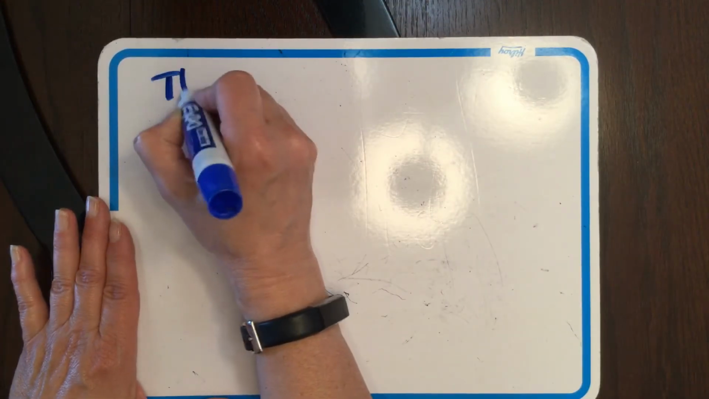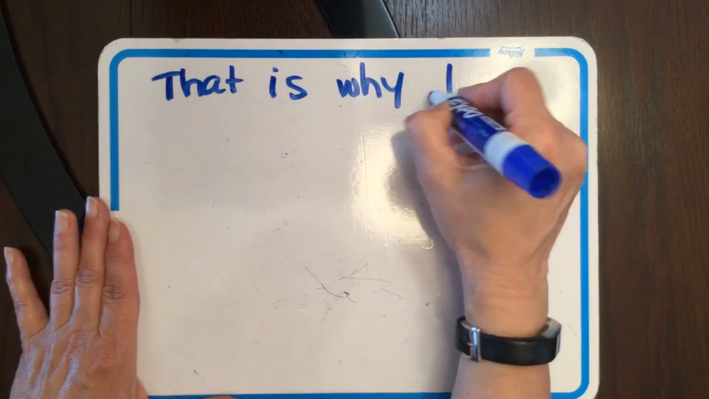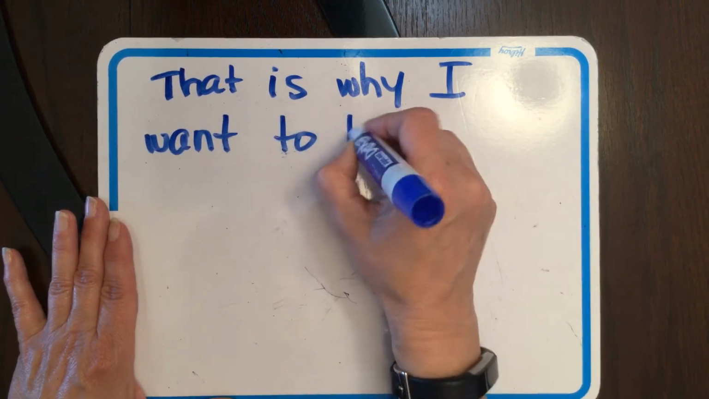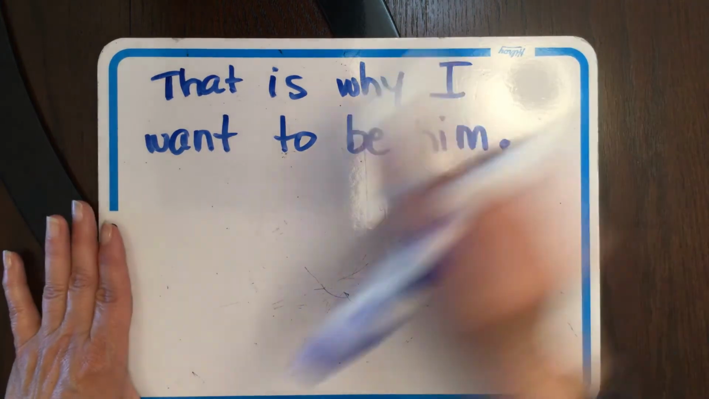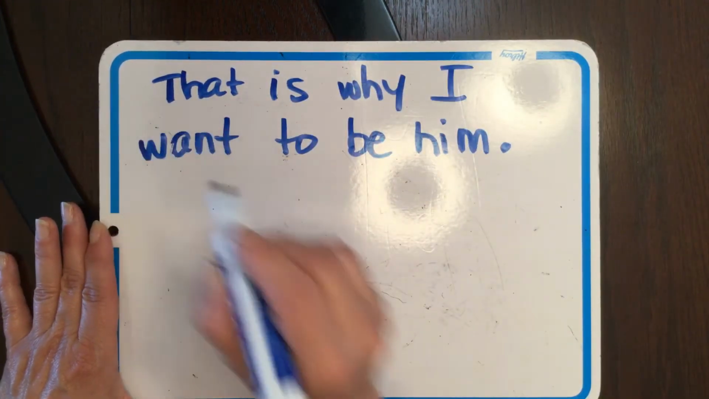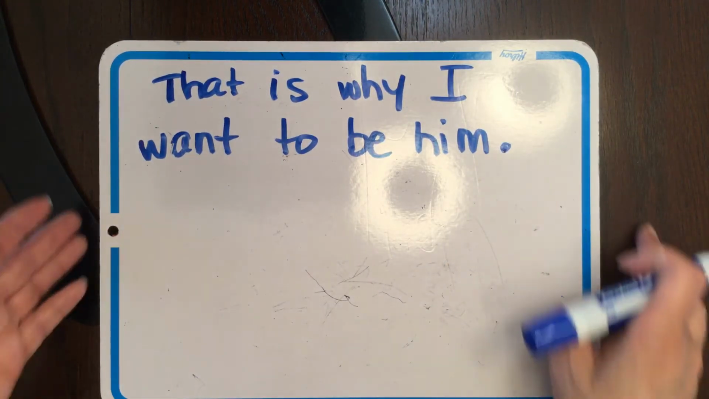That is why I want to be him. And you could say his name again there if you want to. I'm going to fix my W because it's not looking very nice. That is why I want to be him. Ending sentence. You know my story is done.